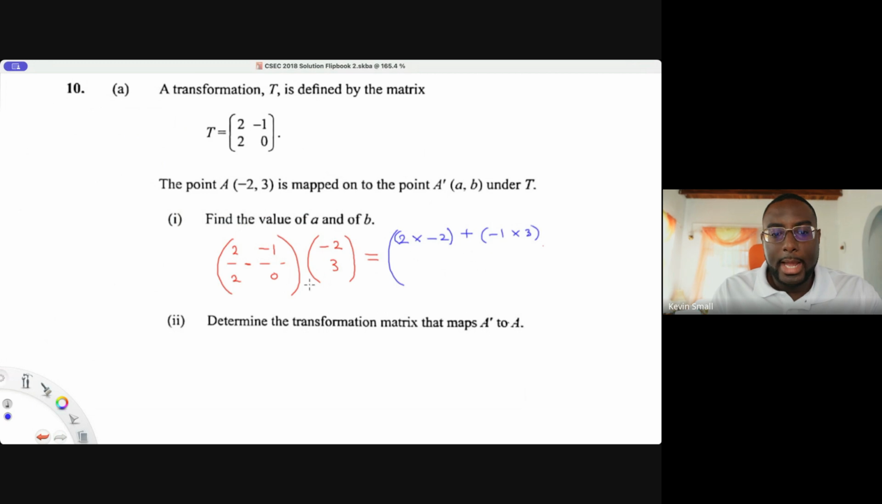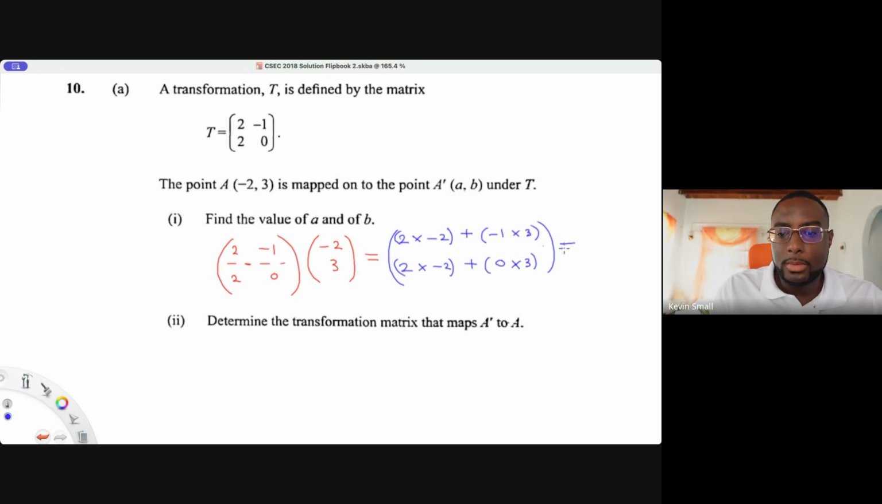And I come down now, do the same process. This 2 will multiply this -2. So 2 by -2. And finally, we will have 0 by the 3. So bracket 0 multiplied by 3. And once you solve this, you should have what Jayla has. The answer should be -7, -4. Is that correct, Jayla? -7, -4. Yes, sir. All right.